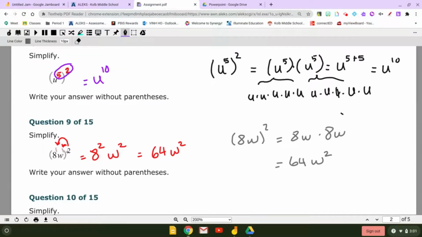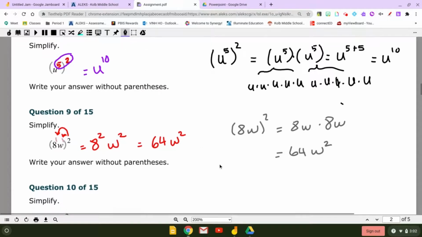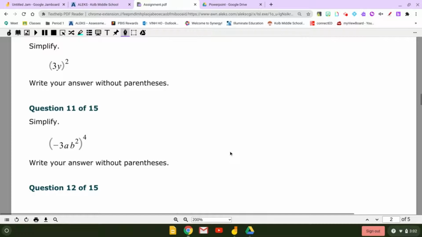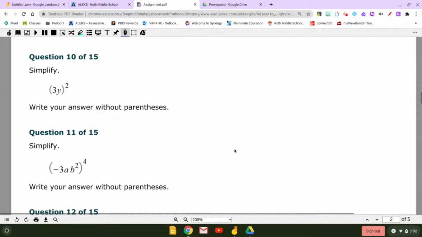But I want you to practice with distributing the power because we're going to see the bigger problems later on, and you want to use the formula instead of going the long way, because more steps means more chance to make a mistake.